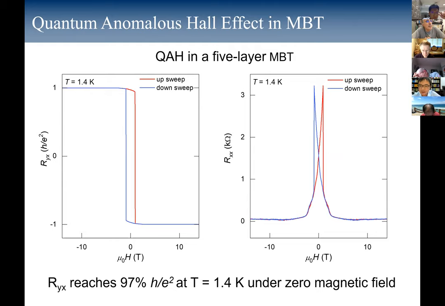In our case, we see almost 98% quantization at a temperature of 1.4 K. So we expect that we can see a more exact quantization, probably 99.9% quantization at millikelvin temperatures. But if you want to reach one part in a billion, it's mainly a material problem. We have to get much cleaner materials. Okay, thank you. I'm not so sure of that, but we can talk later.